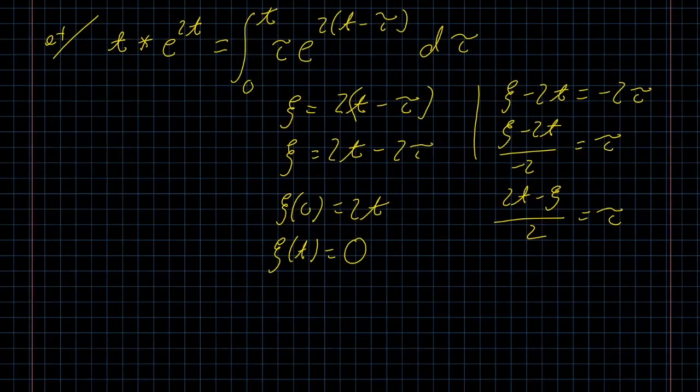And the last thing I'm going to need to do is differentiate dxi. Well, remember here that t is a constant in this integral. We're integrating over tau. So the derivative of 2t is just 0. The derivative of minus 2 tau is minus 2 d tau.